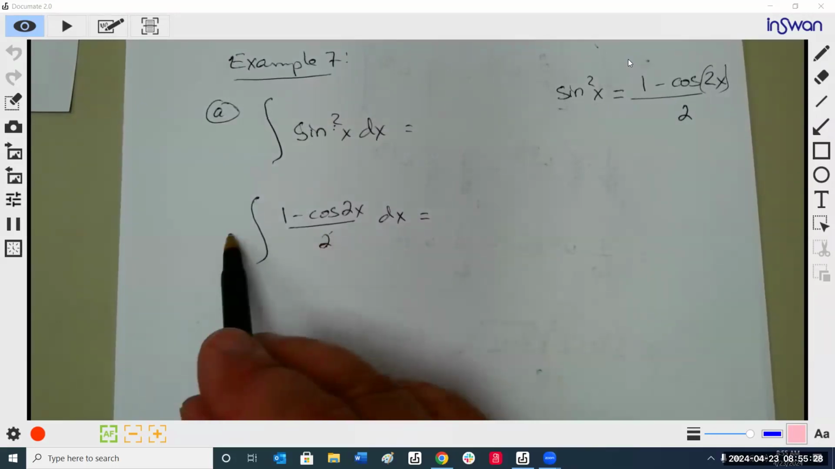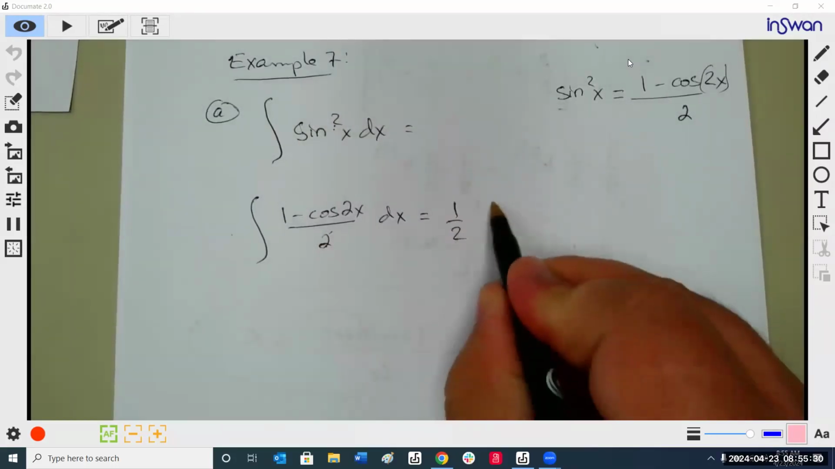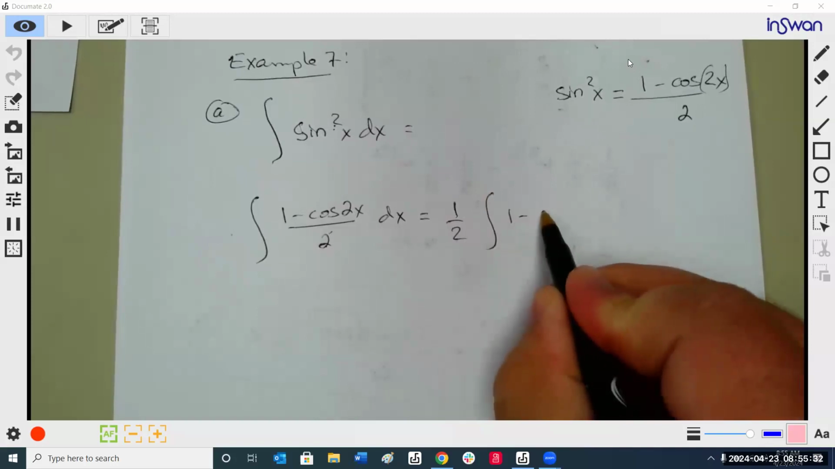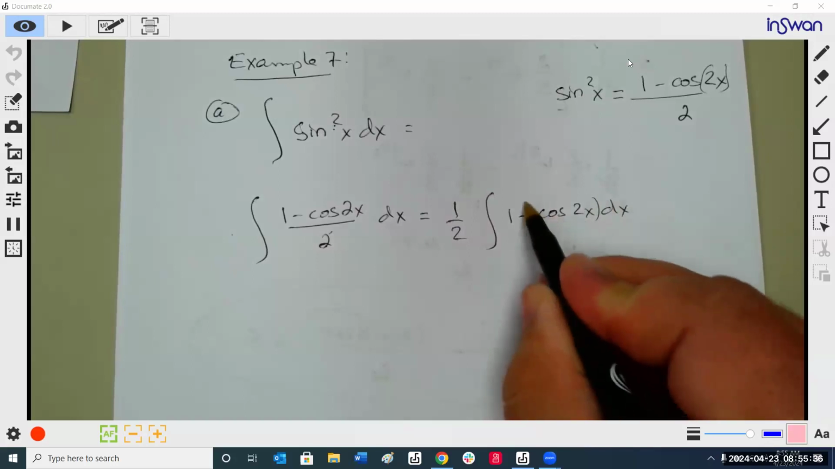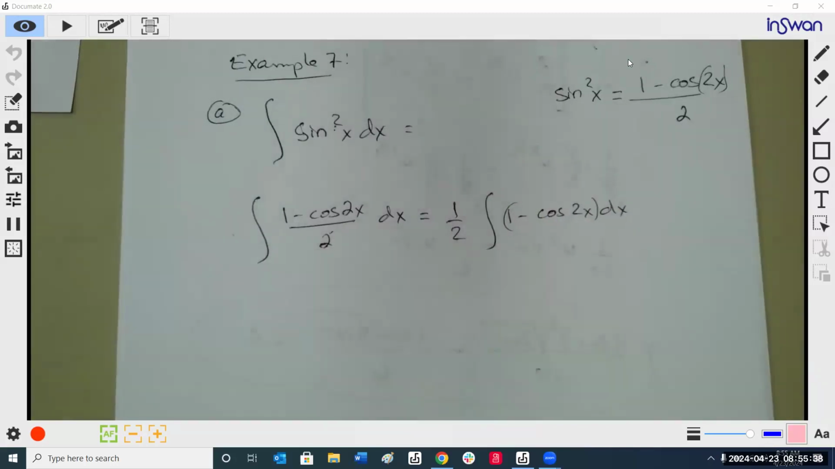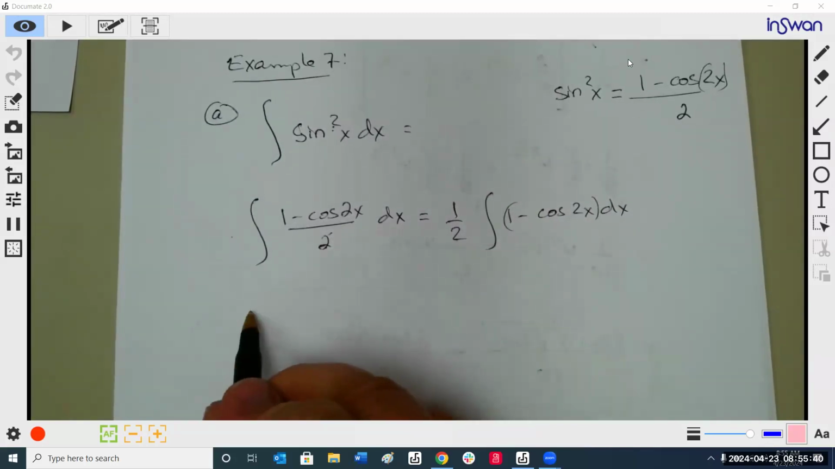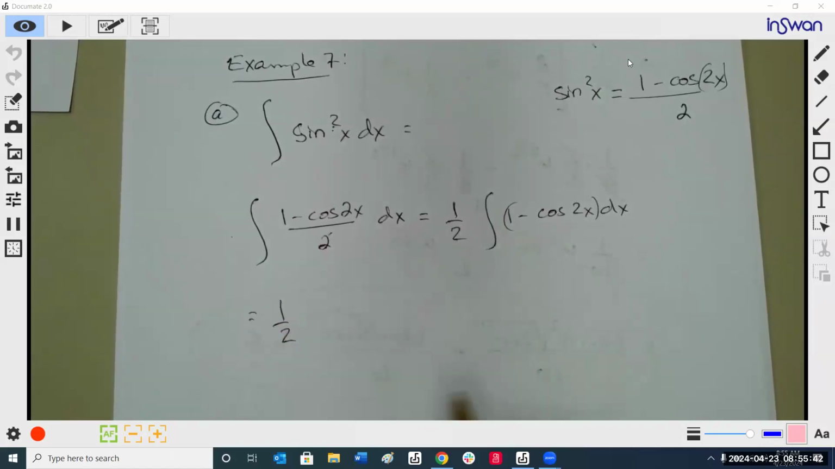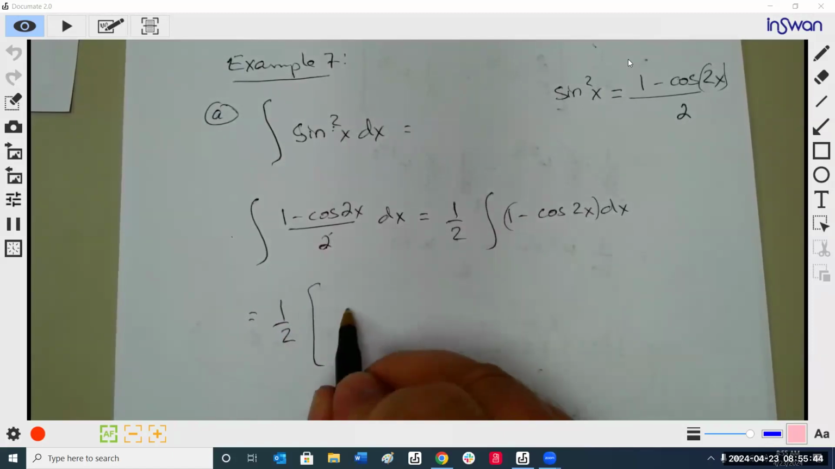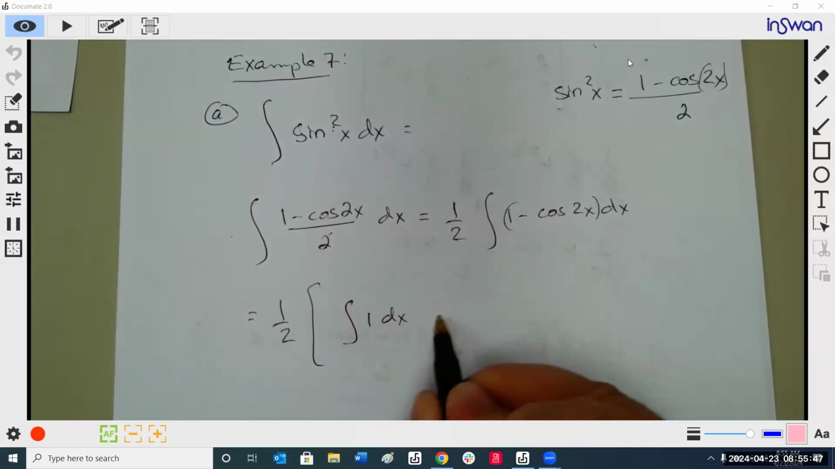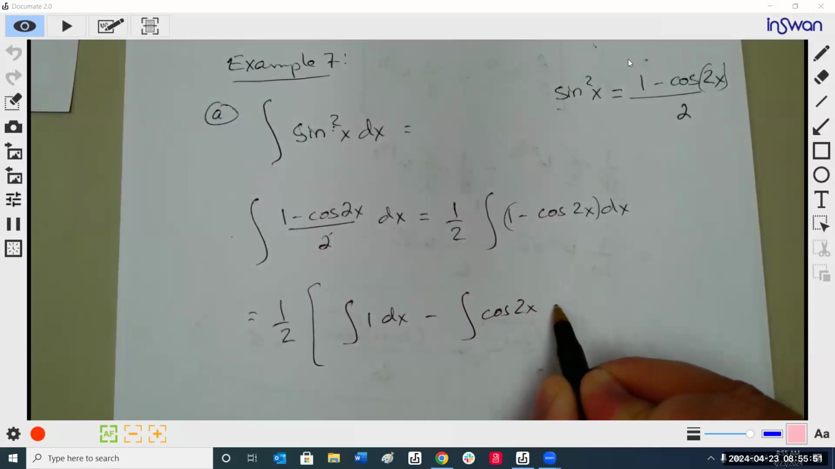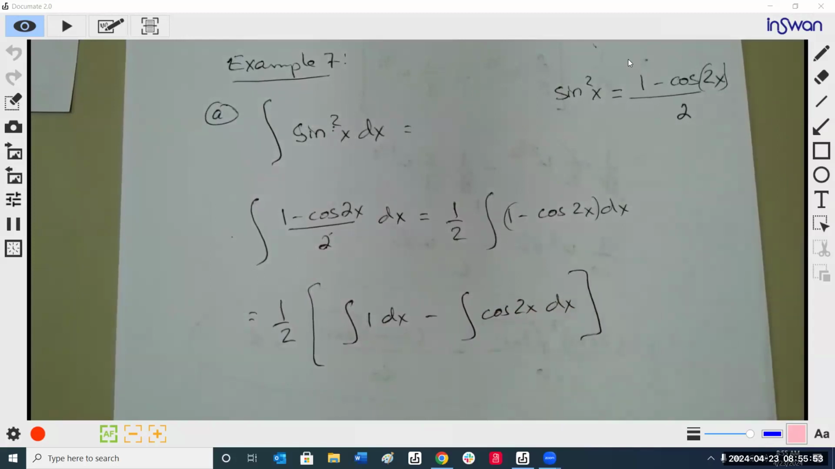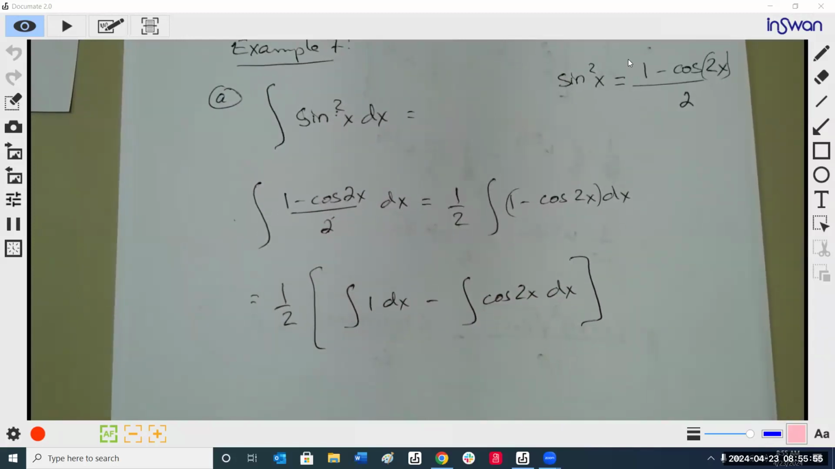We have a constant fraction, so we get that out of there. Because remember what we did earlier? We can now take the integral of 1 dx minus the integral of cosine 2x dx. We can split them up.